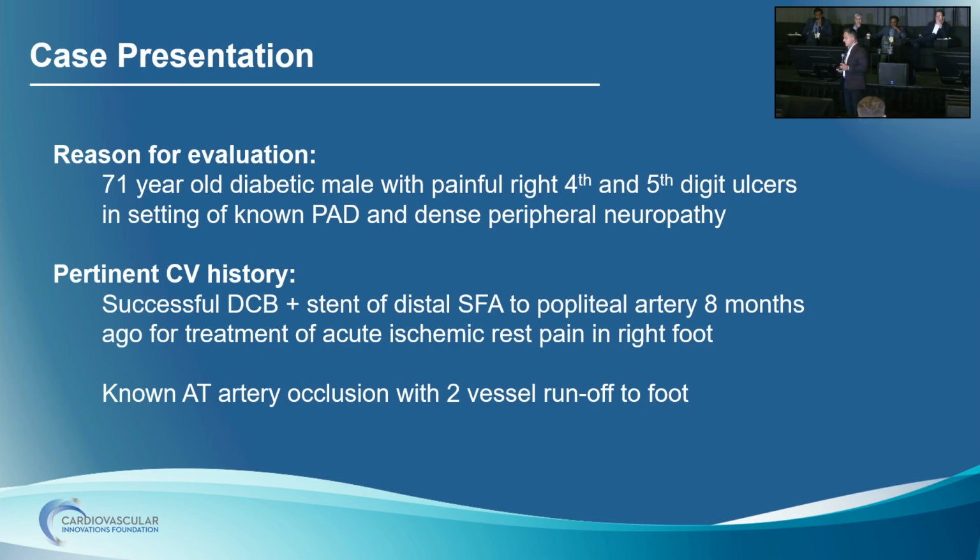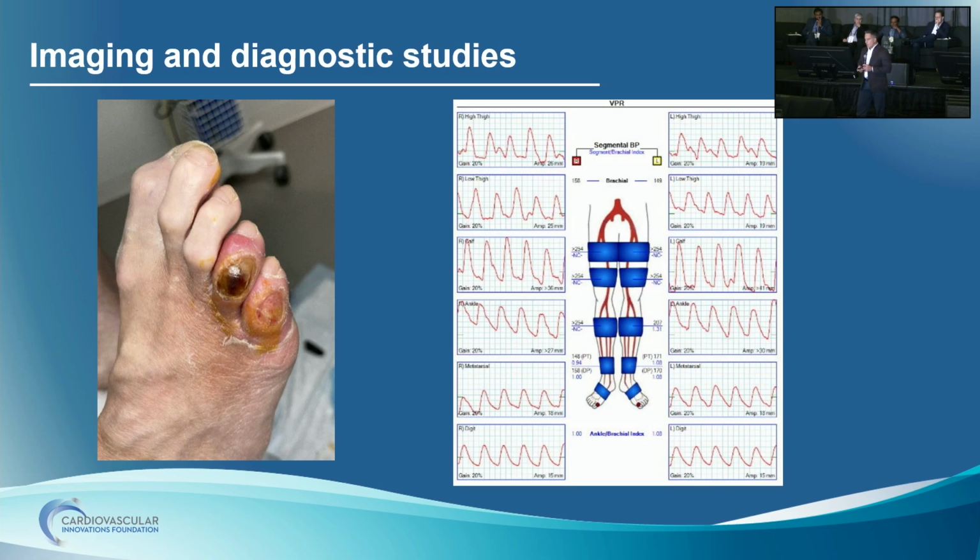He had resolution of his rest pain following that intervention, but thereafter had known AT artery occlusion with 2-vessel runoff to the foot, so no tissue loss at that time. But unfortunately, some months later, due to ill-fitting shoe gear, he presented with ulcers on the fourth and fifth toes with this appearance. So fairly classic in terms of arterial disease, well circumscribed over bony prominences. And you can see some erythematous discoloration in the fourth digit, to a lesser extent in the fifth toe.